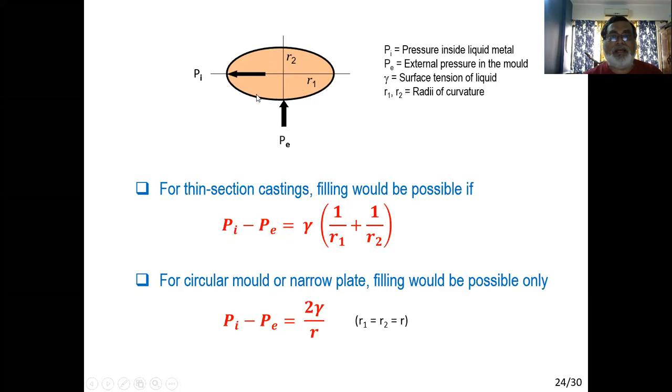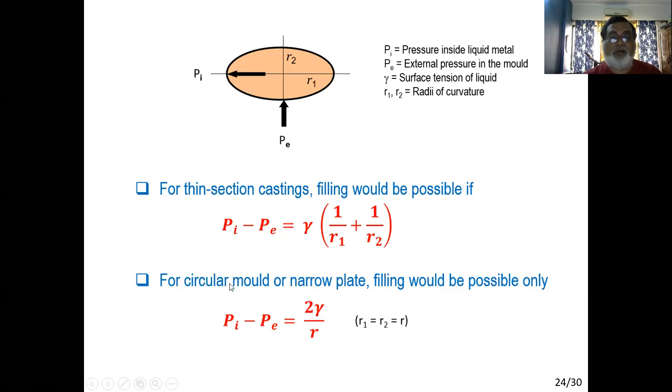So for this type of design, the filling would be allowed only when this equation is prevailing. That means internal pressure minus external pressure equals surface tension multiplied by 1 by radius of these two.